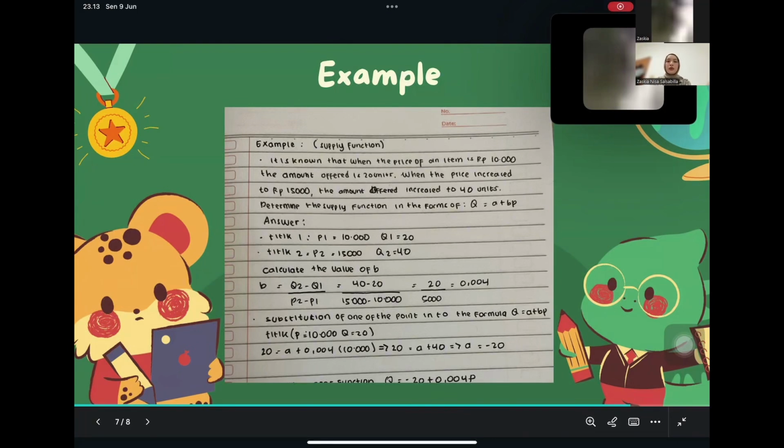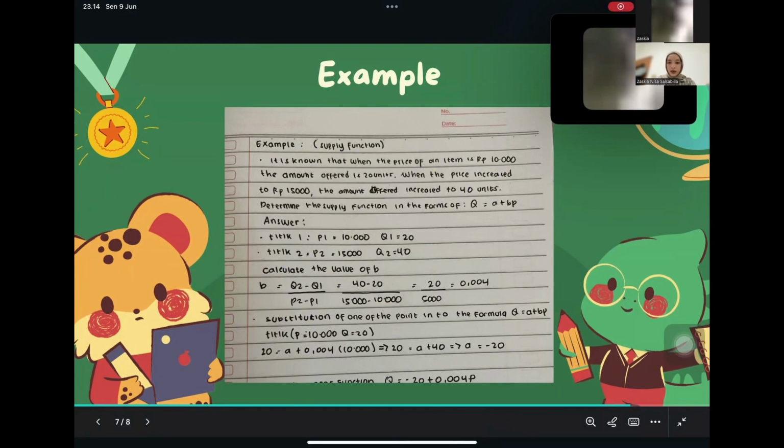Point 1: P1 = 10,000, Q1 = 20. Point 2: P2 = 15,000, Q2 = 40. Calculate the value of b. b = (Q2 - Q1)/(P2 - P1) = (40 - 20)/(15,000 - 10,000) = 20/5,000 = 0.004.